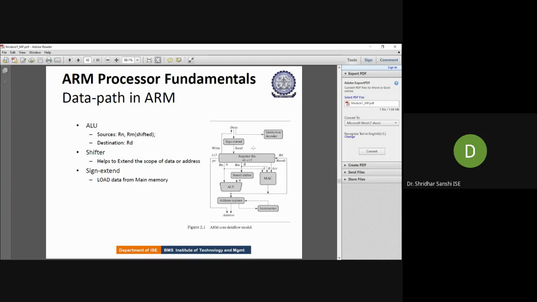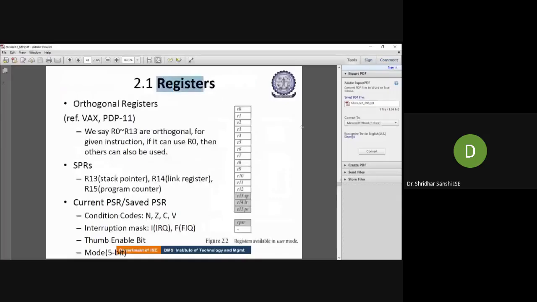So for this we have load and store instructions. This is about the flow of data in the registers. Fine. And in this 16, the registers R0 to R13, we call them orthogonal registers. Why are these called orthogonal? What do you mean by that?